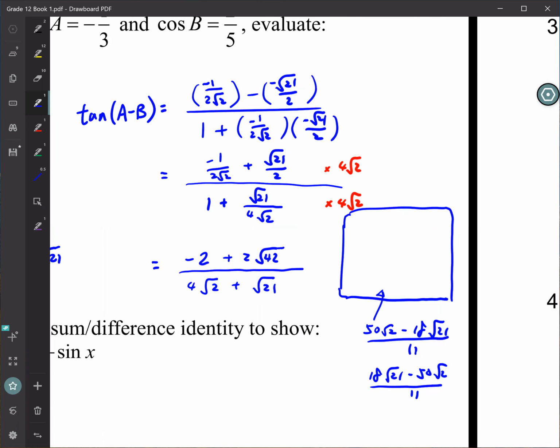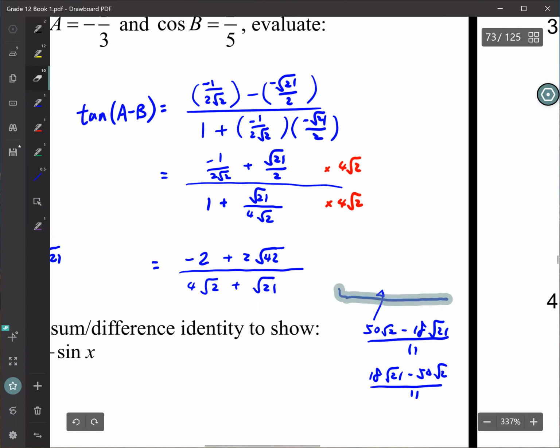Okay, so far we don't get any match yet, right? Because we still have a square root in the denominator. So we need to times it by the conjugate. Okay, so this is more work than we expected, right? So let's multiply by the conjugate here. 4 root 2 minus root 21. 4 root 2 minus root 21.